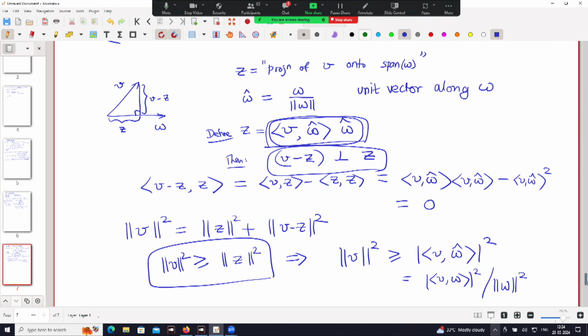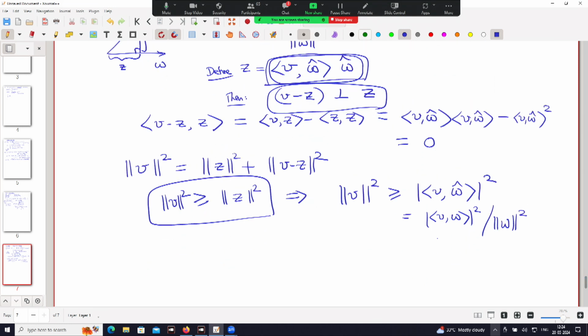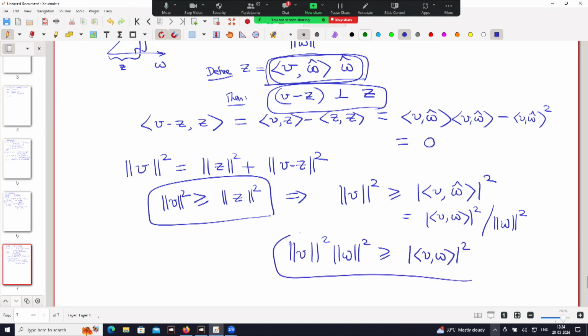Okay, so, the net result is that I can now take norm W squared to the other side, and I get norm V squared norm W squared is greater than or equal to mod V W squared, and then you take square roots to obtain the Cauchy-Schwarz inequality. So, at the end of the day, the Cauchy-Schwarz inequality is just in a sense what you get from the Pythagorean inequality, that the hypotenuse is actually larger than the side that you project onto.